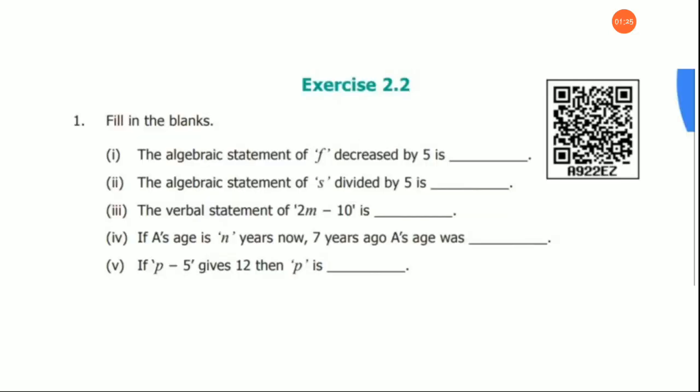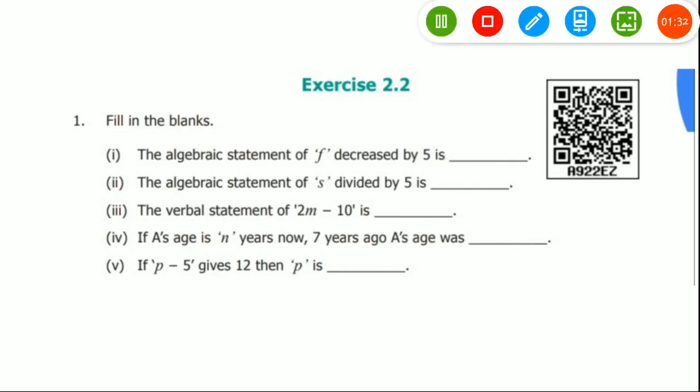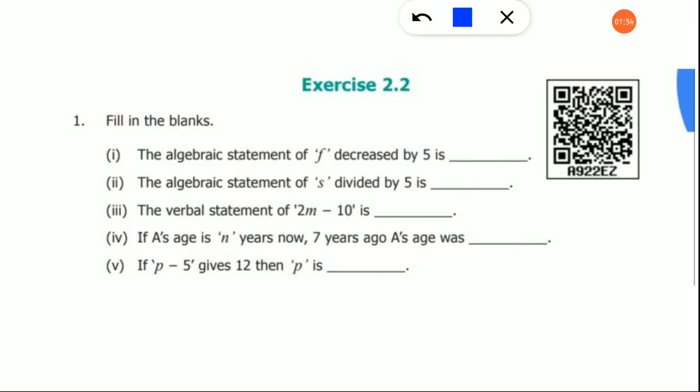Now, moving on to today's work. Look at this exercise 2.2. First sum. The algebraic statement of f decreased by 5. Decrease means, just now we saw, it is minus. So the answer is f minus 5. Second one. The algebraic statement of s divided by 5. That means s divided by 5.